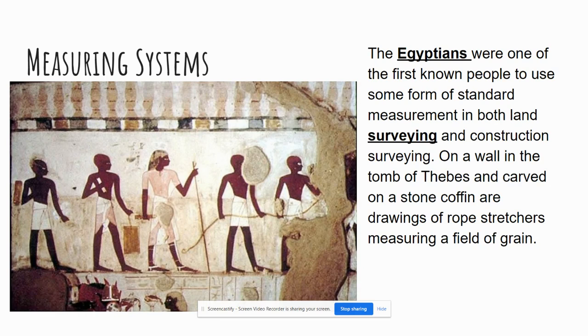Measuring systems. The ancient Egyptians were one of the first known people to use some form of standard measurement in both land surveying and construction surveying. On a wall in the Tomb of Thebes and carved on a stone coffin are drawings of rope stretchers measuring a field of grain. Rope stretchers were people who used the length of rope to count the linear distance between 2 points. Like today, accurately measuring distances was and is an important part of surveying.